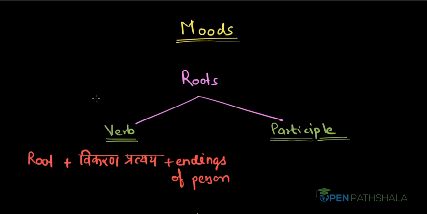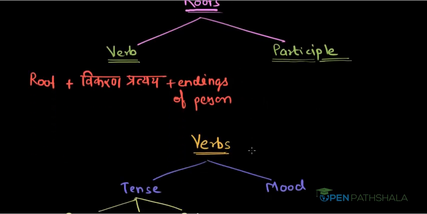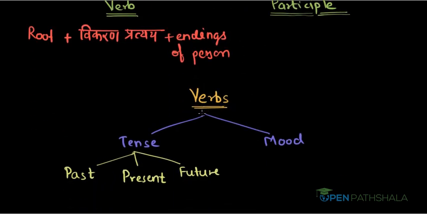Namo Namaha students. Today in this tutorial we will be learning what are moods. From verbal roots we can either make verbs or participles. We have seen the formula of making verb form, that is verbal root plus vikarana pratyaya, that is conjugational suffix, plus endings of person. Now these verbs are mainly divided into two main types, tense and mood.